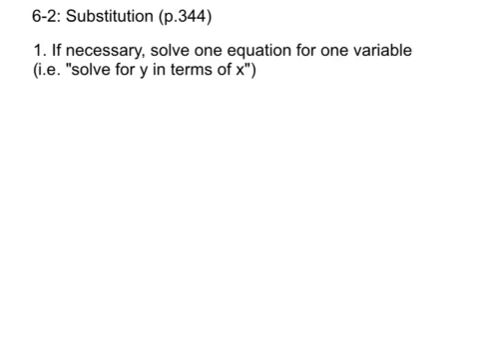Step 1, if necessary, solve one equation for one variable. For instance, this is what they call solve for y in terms of x. Now it says if necessary because it might not always be necessary. Slope-intercept form is always y equals mx plus b. So if it's already y equals something, hey, you're golden. You're already there. Step 1 is done for you.